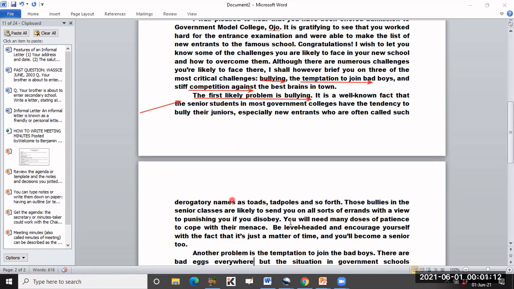All right, so you can see how we have been able to discuss this first challenge. First, we name the challenge in our topic sentence, and secondly, we discuss this challenge, we define the challenge, and then we provide a solution. And that is what we are going to do with the remaining two challenges. So let's see how we do that. But let's do away with this so that we don't get confused.